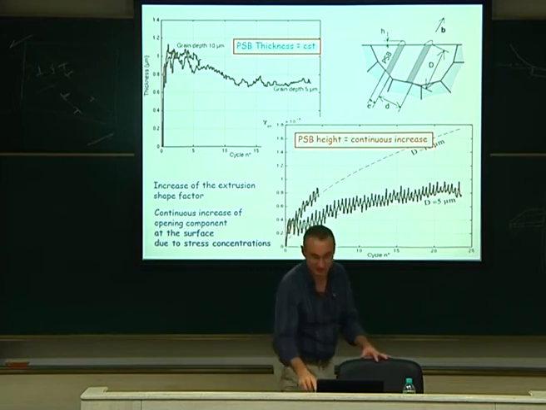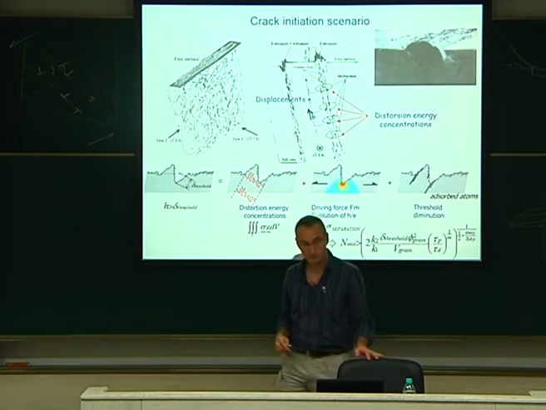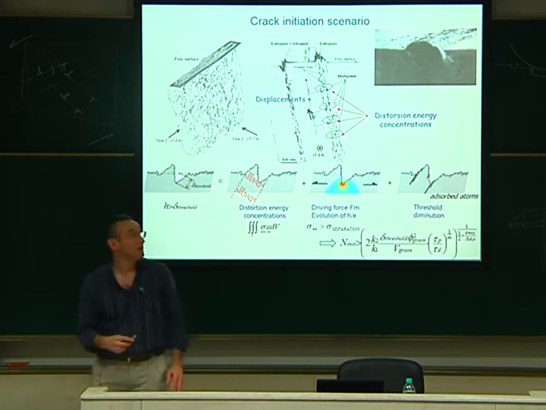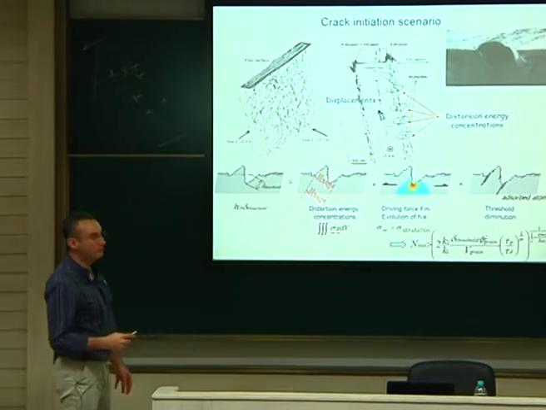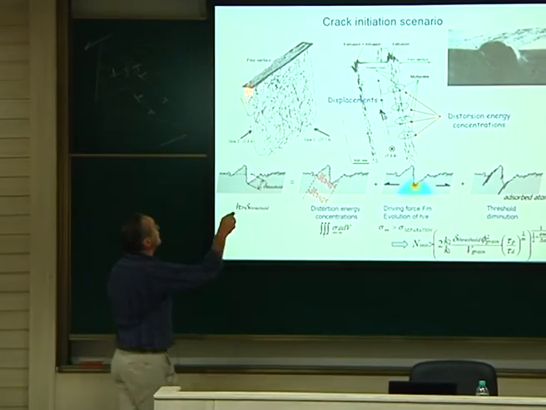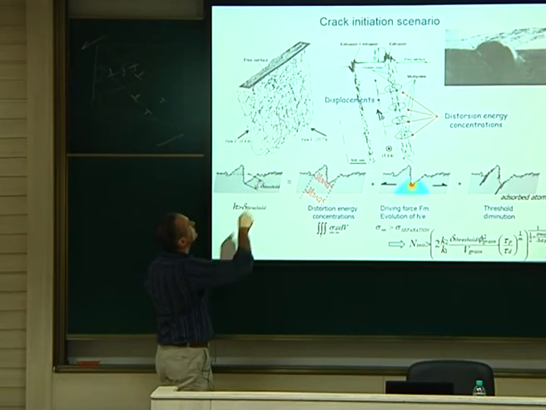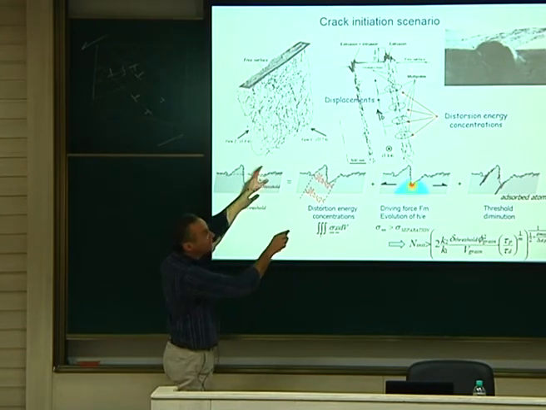Okay? So the scenario is the following. We are close to the end of the talk. The scenario for the crack to open is as follows. You have your persistence band with the extrusion at the surface. It looks like that. All those are taken out from DD, okay?